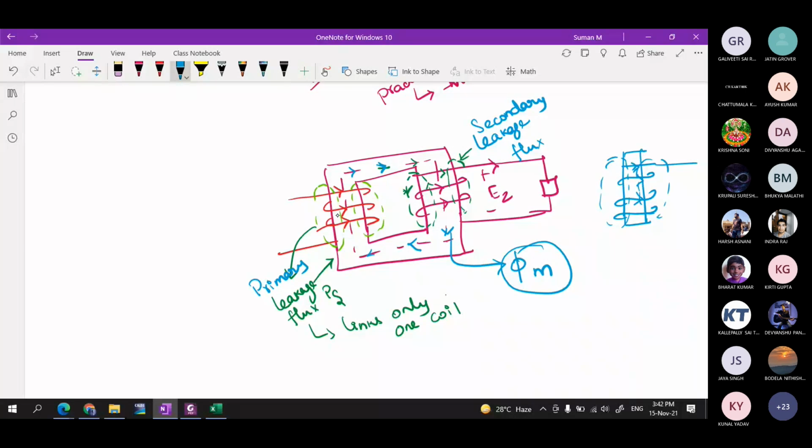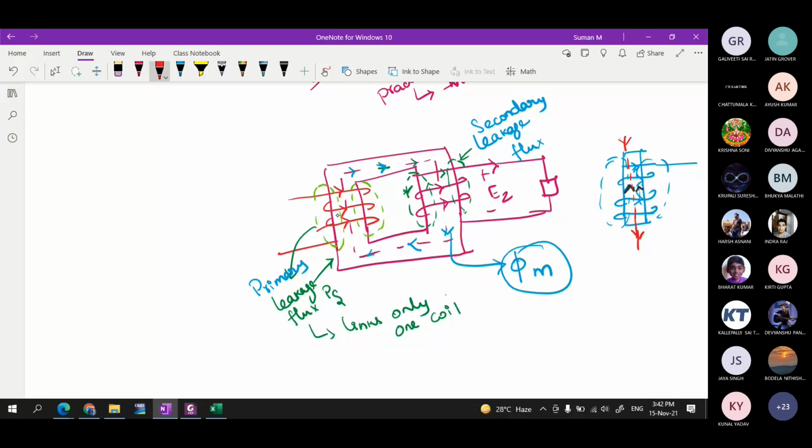Now this flux direction will be in this fashion, meaning it will be looking upward. This will be looking upward because it should oppose the very cause of it. The cause of it is coming from top to bottom, and since the cause of it is from top to bottom, this flux should be in the opposite way. So this should be from bottom to top.